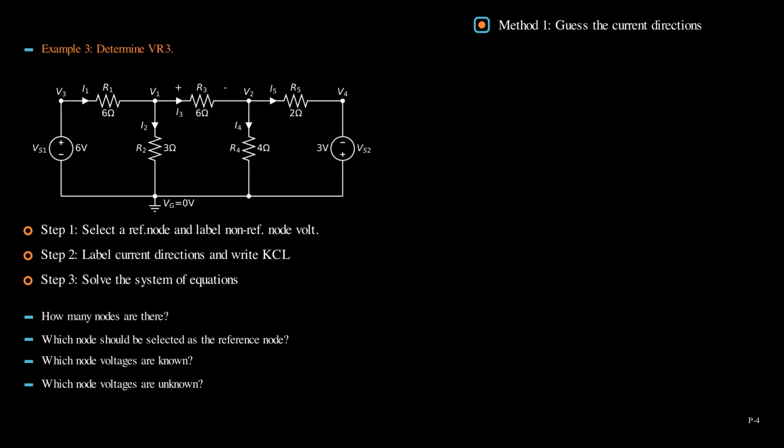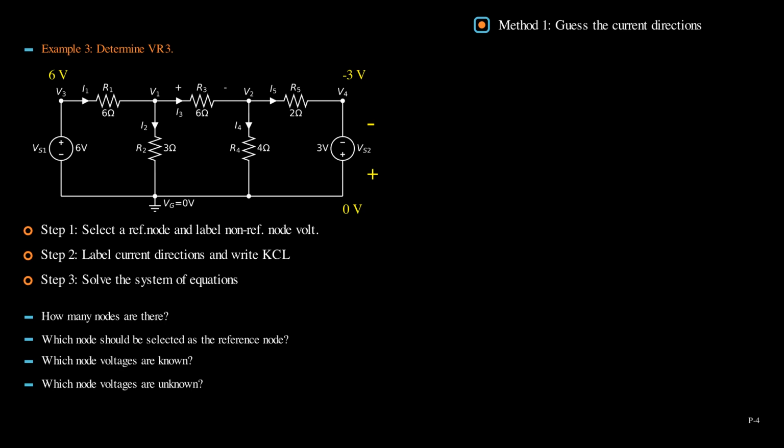Because of the 2 voltage sources, we know V3 is 6 volts and V4 is negative 3 volts. V4 is negative 3 volts because of the polarity of Vs2. The positive terminal is connected to the ground, and the negative terminal is connected to node 4. The voltage from 0 volts drops 3 volts to node 4, so V4 is negative 3 volts. We need to pay attention to voltage source polarities.